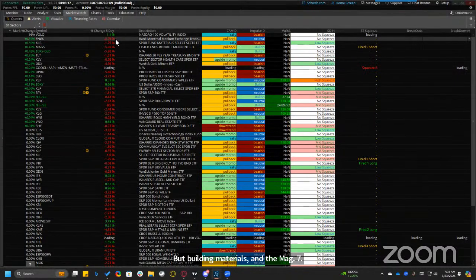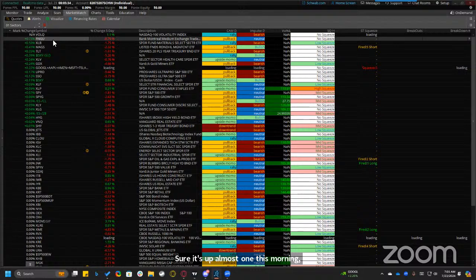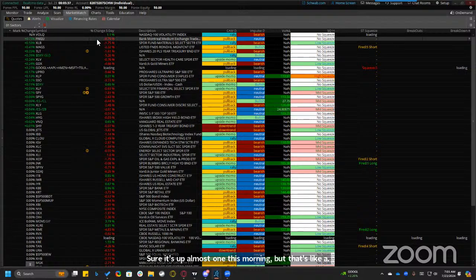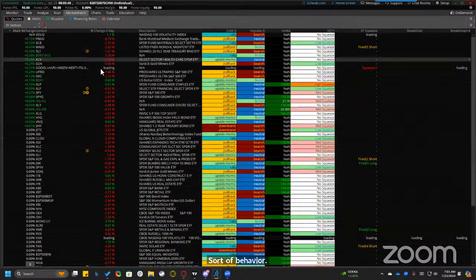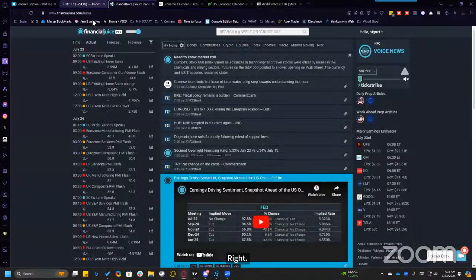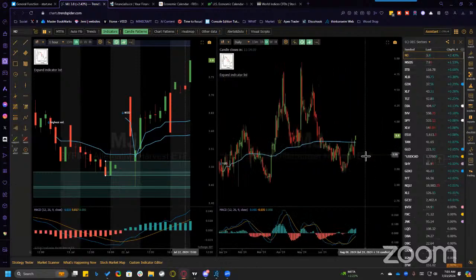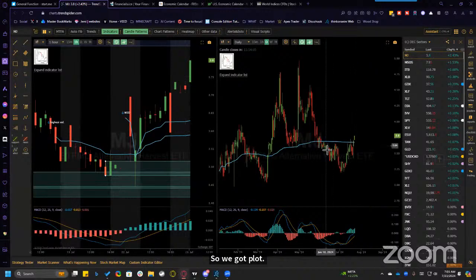But just to point out here, the Mag 7 ETF that we're looking at over the last 5 days was down almost 10%. So sure, it's up almost 1% this morning, but that's like a reflexive mean reversion sort of behavior, right? So we got pot stocks back above their year-to-date anchored VWAP, trying this nice head and shoulders neckline breakout.